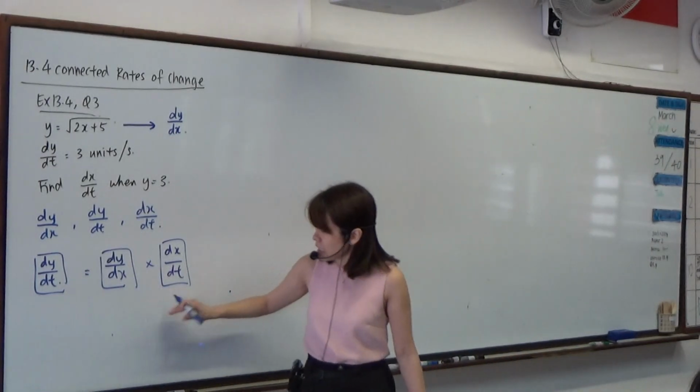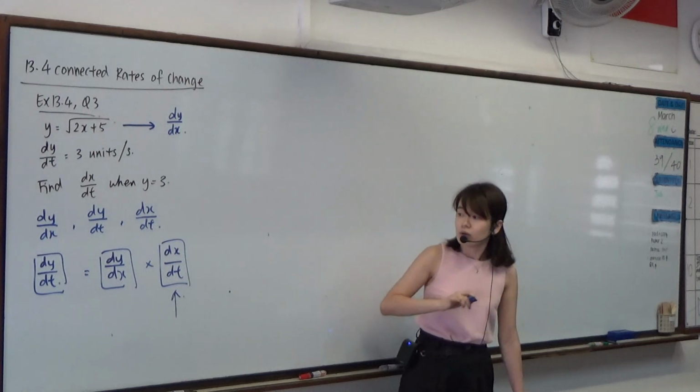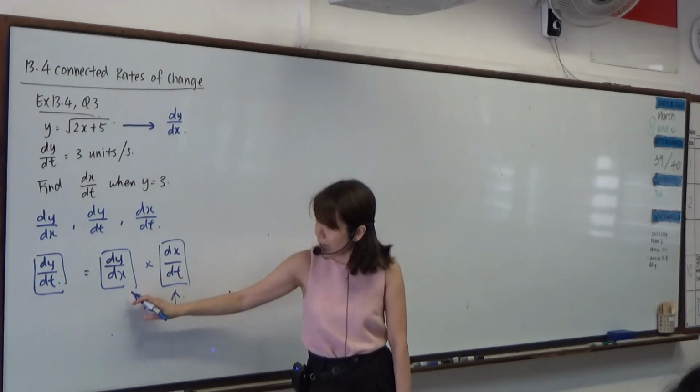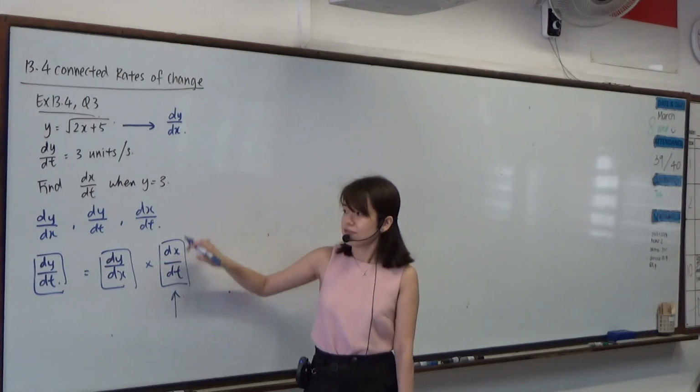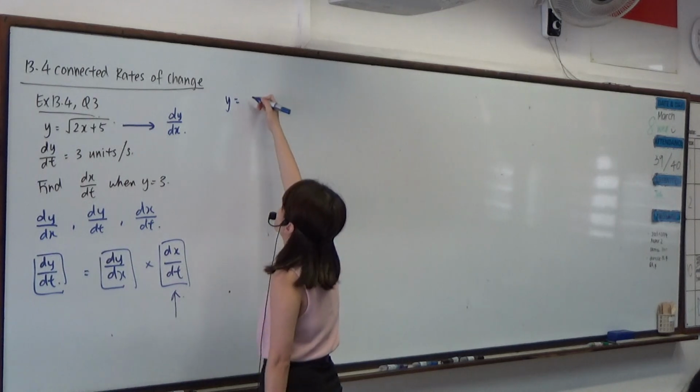So now with this, I know that I'm trying to find out what is dx over dt. So we need to find out what is dy over dt and dy over dx, so that I can then find out what this one is. First we find out what is dy over dx.